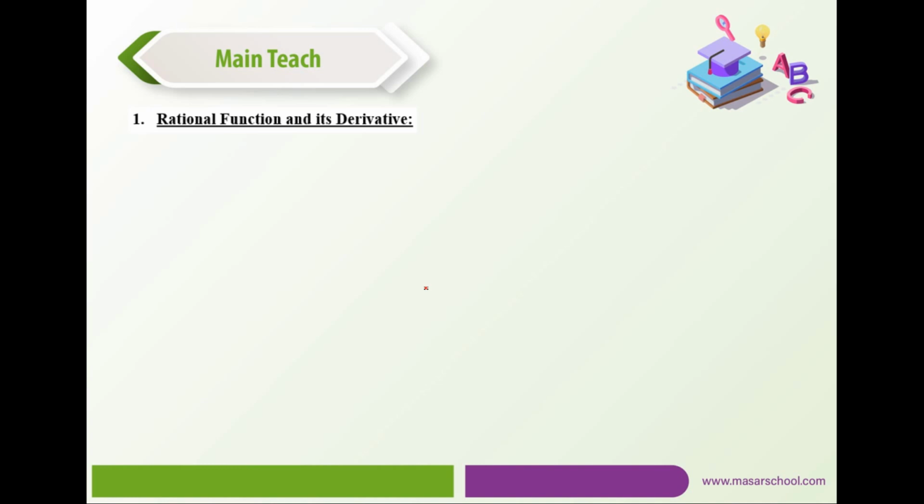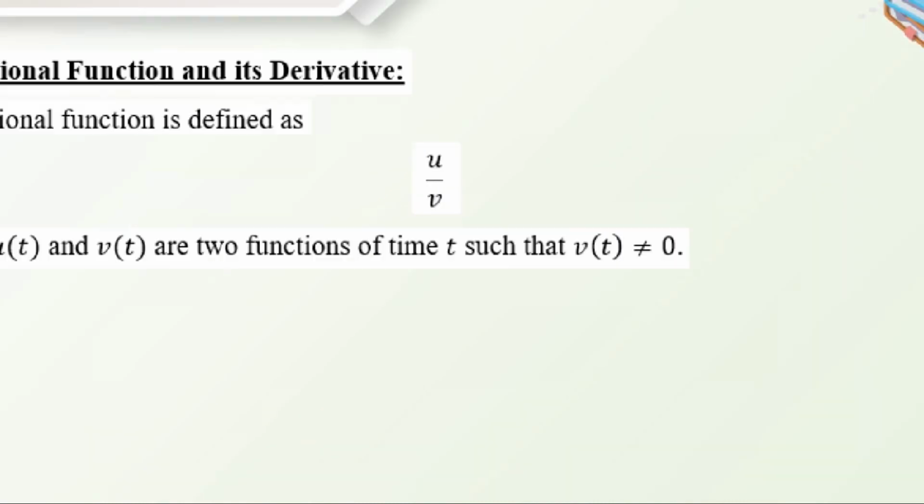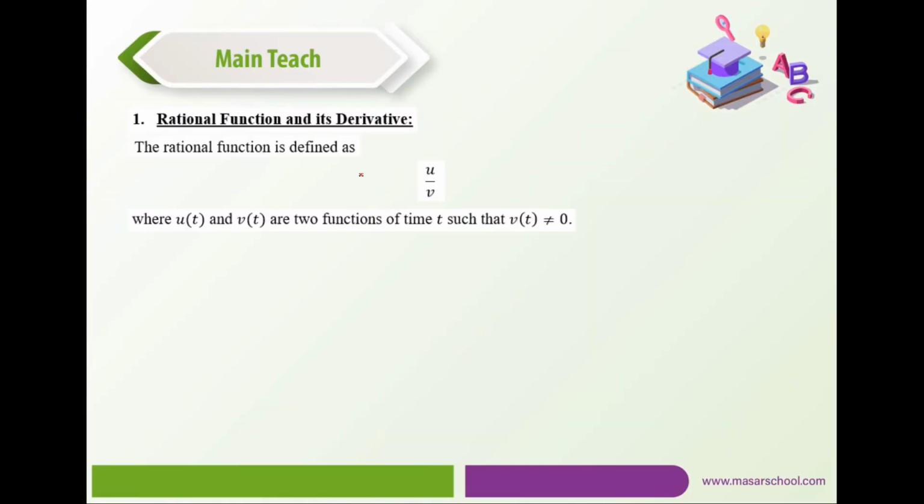Then let's start with Section 1, Rational Function and its Derivatives. The rational function is a function defined by u over v, where u and v are two functions of time such that v is different than 0, because we cannot divide by 0, that would be an undefined function.